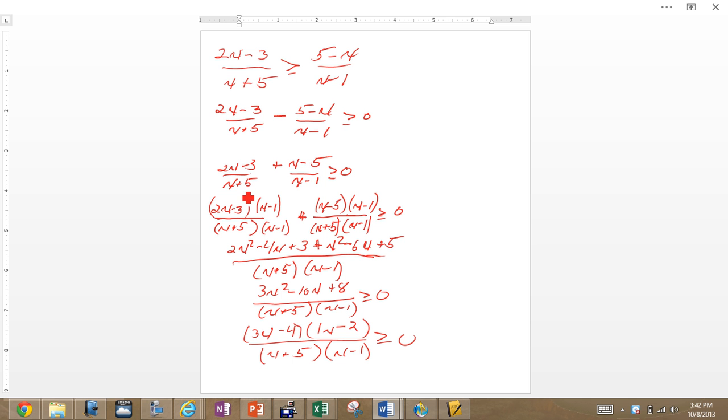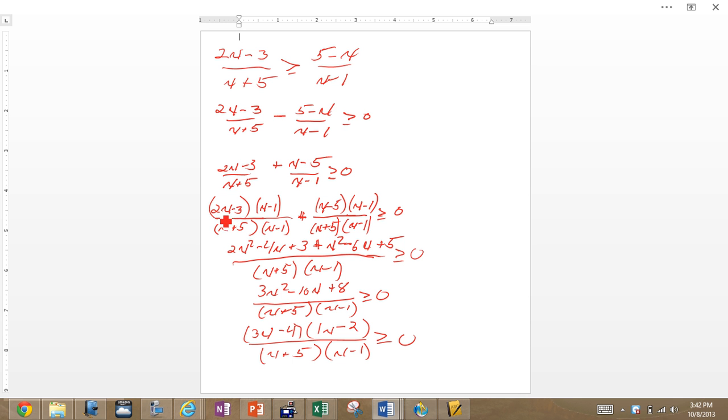Then I had to adjust the numerators, because if I'm multiplying this fraction by a term in the denominator, x minus 1, I must also do the same in the numerator. Likewise, in the second fraction, I had an x minus 1, I introduced an x plus 5 by multiplying it. Likewise, I got to do that in the numerator. My common denominator: x plus 5, x minus 1.